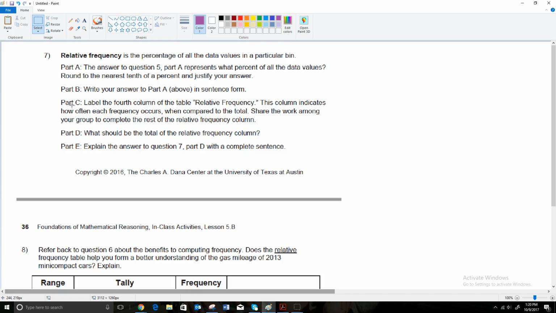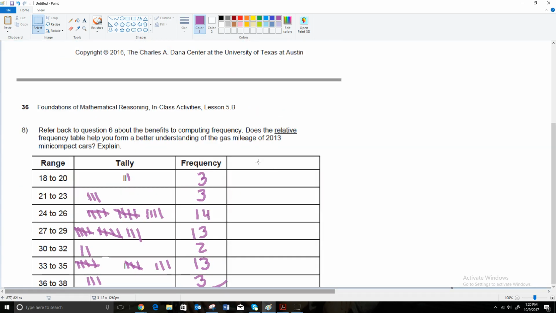And it says here that we're supposed to label the fourth column. So I'm going to actually do this, and I'll come back to these questions. We're going to label this last column as relative frequency instead of just frequency. So frequency means exactly how many are there, whereas relative frequency is going to tell us in comparison to the whole. So instead of just saying that there's 3 in that category, we can consider that to be 3 out of the total of 51.